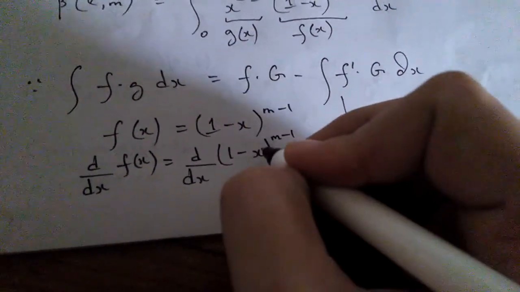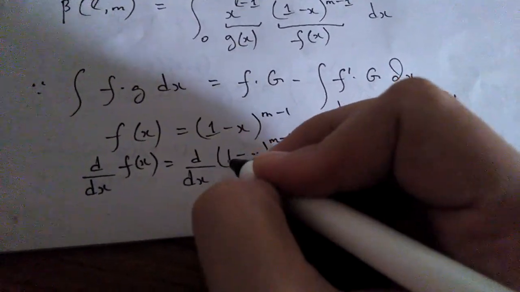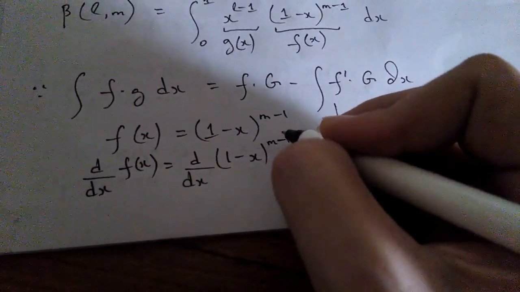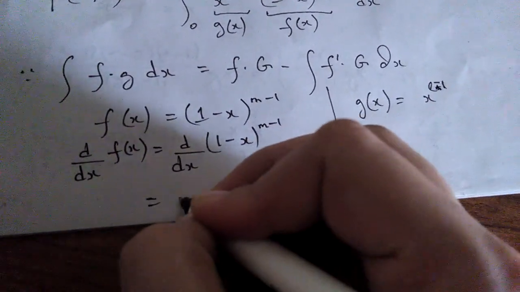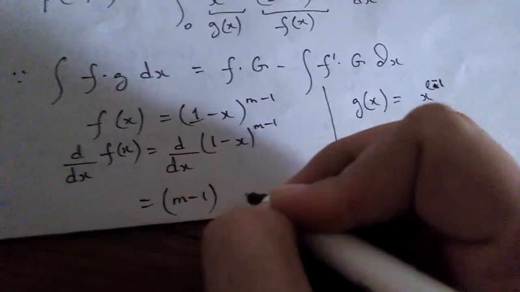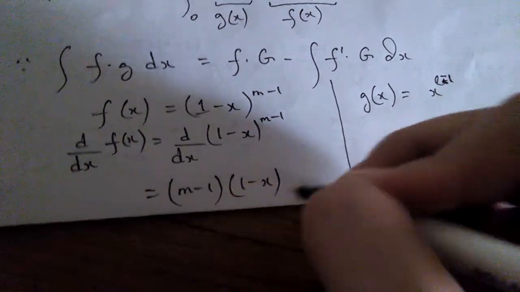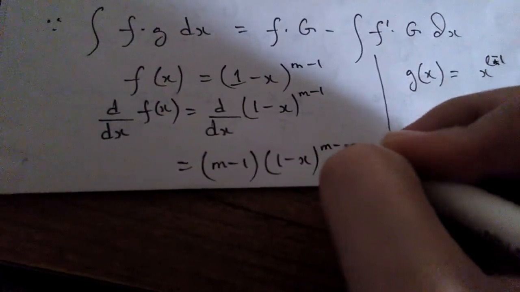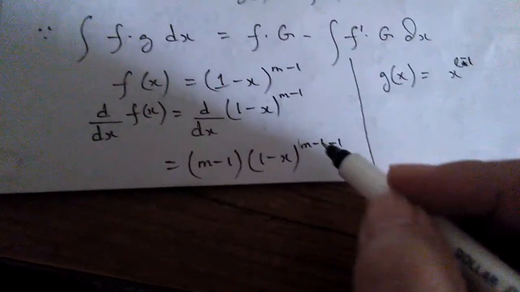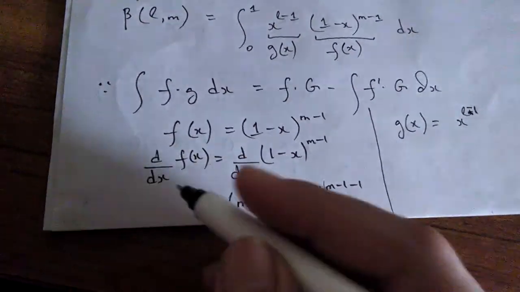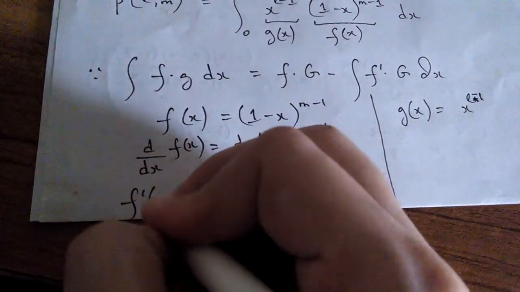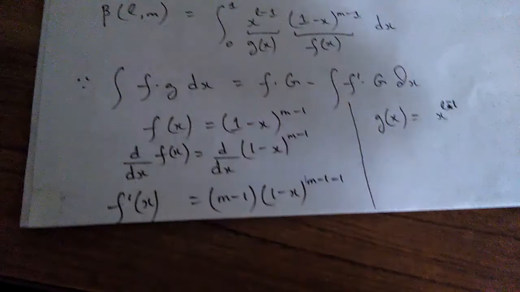Just take this whole thing as your base, take it as x, and this whole power as your n. So it is going to be n x to the power n minus 1. It's going to be then m minus 2. So your f dash x is getting close now.